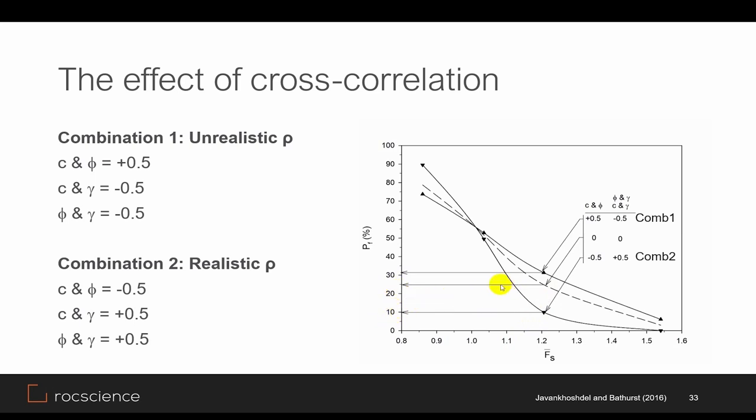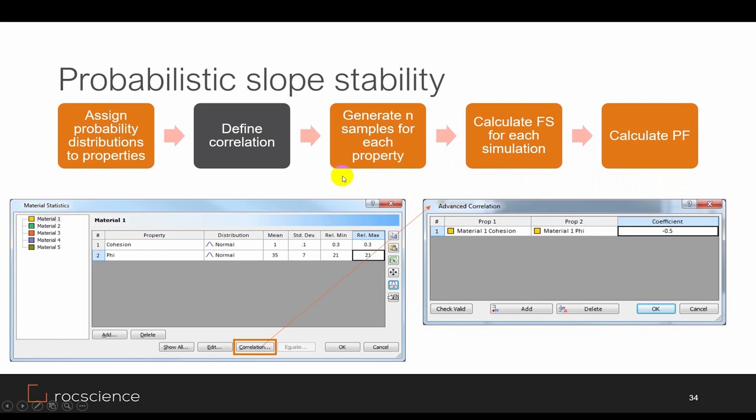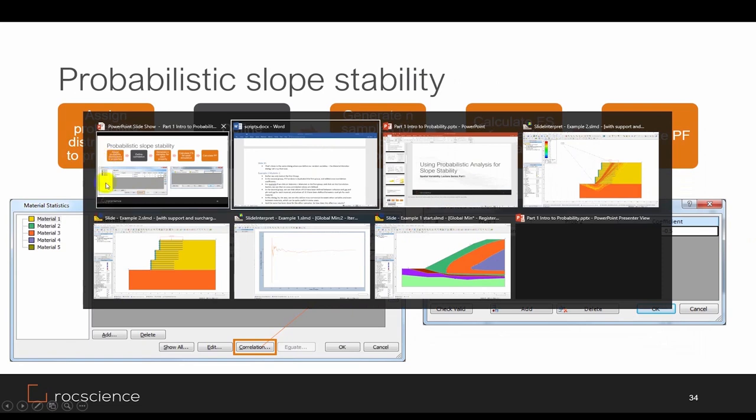Okay, so cross-correlation makes our analysis more accurate. It brings probability of failure down. How do we consider cross-correlation in the example we're talking about? That's done also in the material statistics dialog using this button. Let's try that now. So we're going to go back to our slide model.